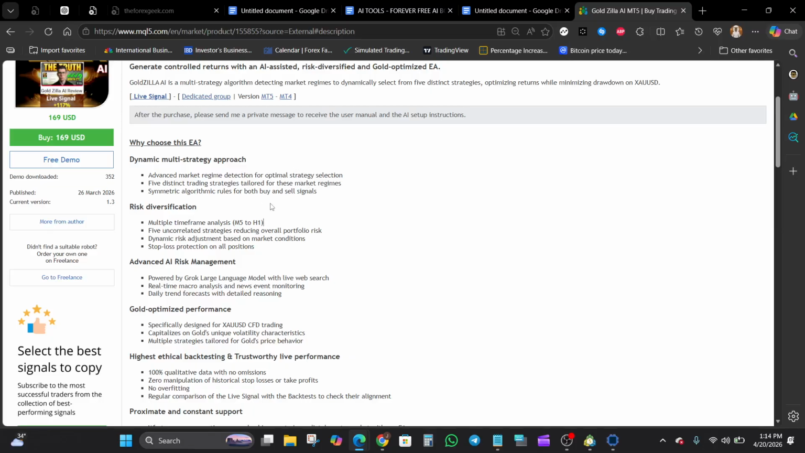It means the EA is trying to identify whether the market is trending, ranging, or volatile, and then it adapts its strategy accordingly. That is actually a strong concept, especially for gold, because gold does not behave the same way all the time. You will have periods of strong trends and then periods of consolidation and all of that.